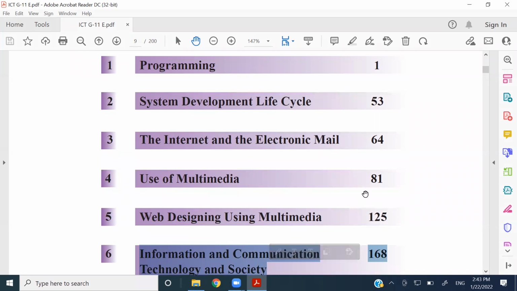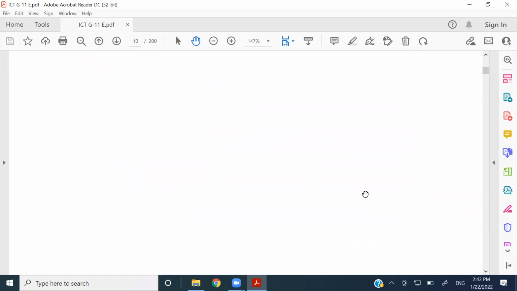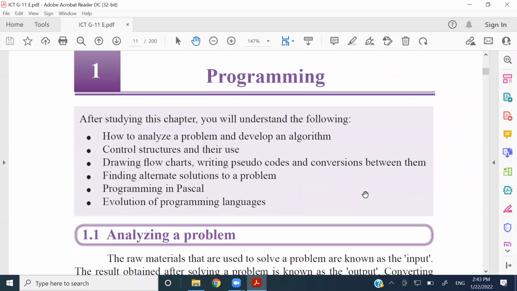So today we are going to learn about programming. So people, grade 11 is officially starting. Please have the heading programming.